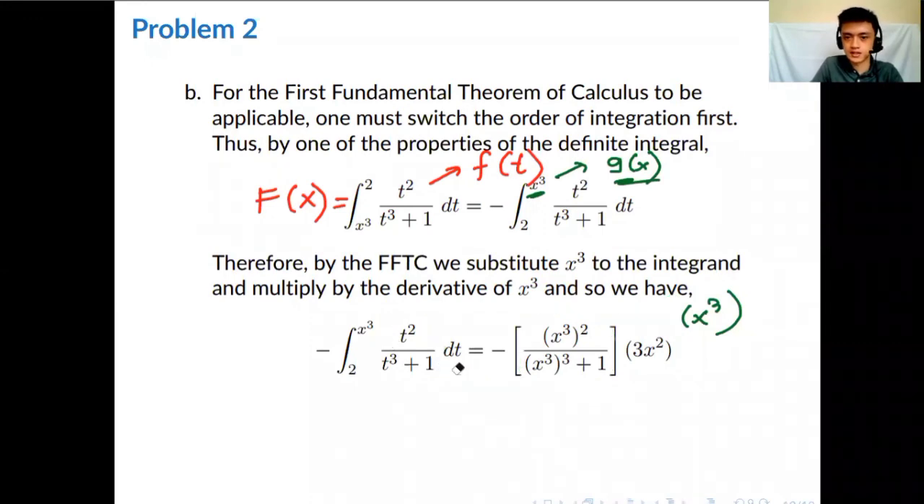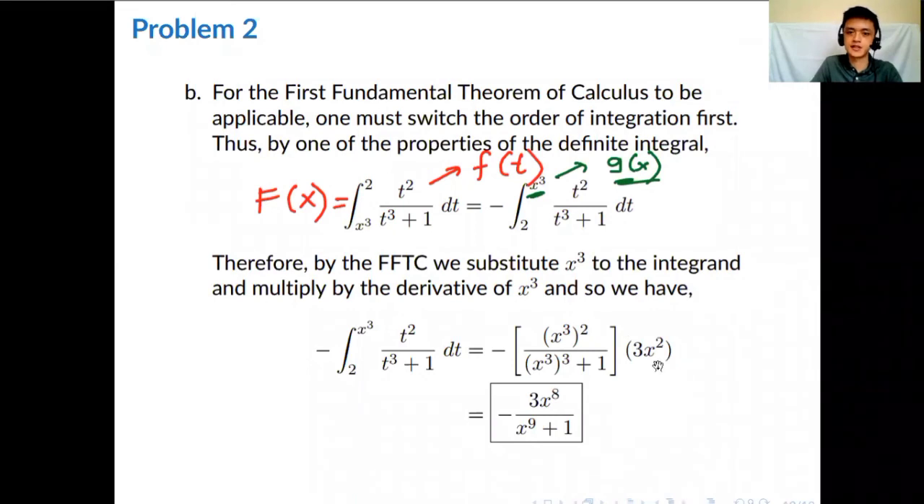So, doing that, nag-substitute na naman tayo. We'll have this one here. Tapos, derivative ng x cubed will be 3x squared. So, we'll have that. And then, ayan. Makakuha na natin yung final answer natin by simplifying kung ano meron dito. So, we'll have negative 3x to the 8 over x to the 9 plus 1. So, ito yung answer sa second problem.